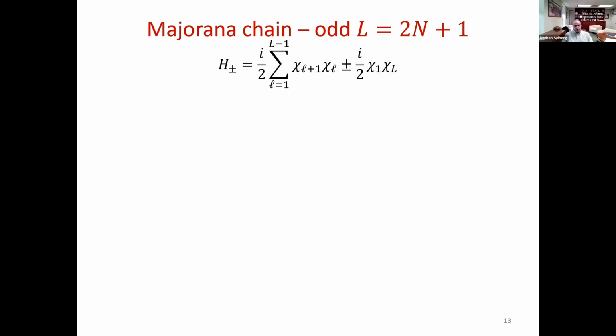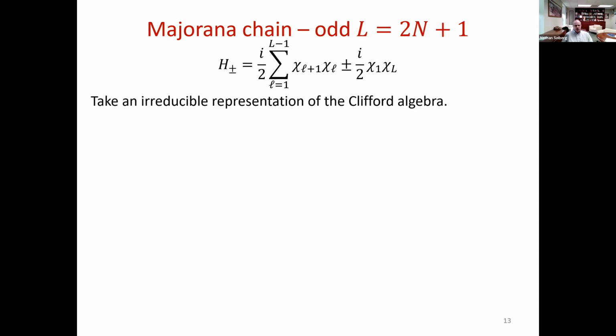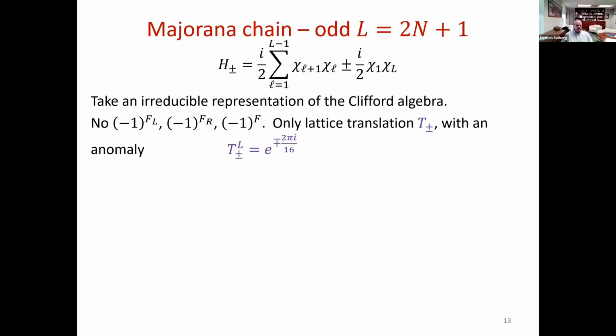So again, I'm studying 2 Hamiltonians with a plus sign and with a minus sign. And I take just an irreducible representation of the Clifford algebra and see what we find. So the UV system doesn't have -1 to the F left, doesn't have -1 to the F right. This is the same as before. In this case, it doesn't even have -1 to the F. So this UV system doesn't have any internal symmetry. The only symmetry in the game is lattice translation.